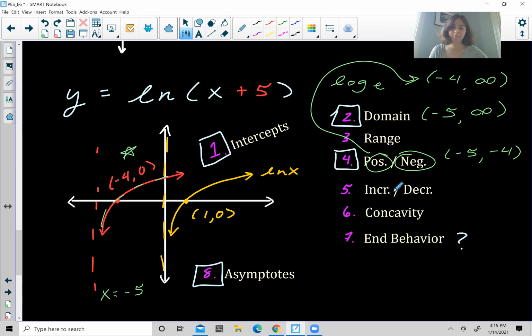And skipping number 7, going to number 8, asymptote is obviously going to change. We moved from x equals 0 to x equals -5.